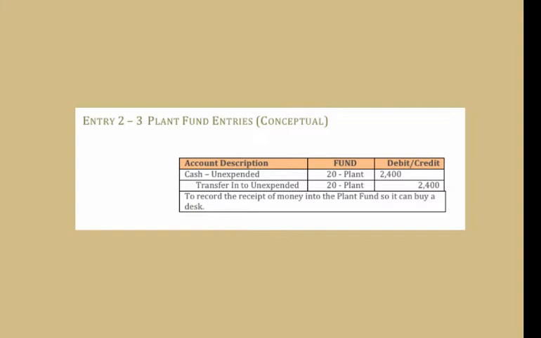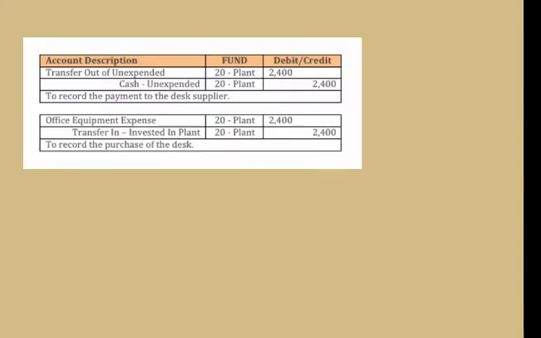But we're not finished with our plant fund entries yet. Next, we need an entry that will debit transfer out of the unexpended in the plant fund and credit the cash account in the unexpended portion of the plant fund. This entry is necessary to record the payment to the desk supplier. And we also need an entry that will debit the office equipment expense in Fund 20 and credit the transfer in invested in plant in the plant fund to record the purchase of the desk.